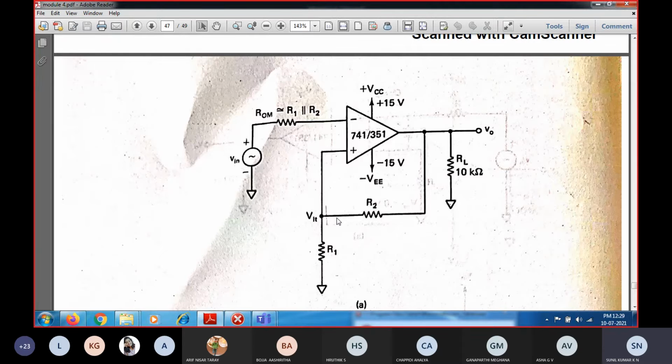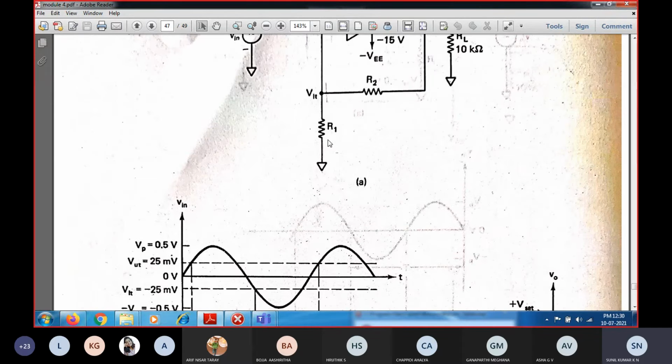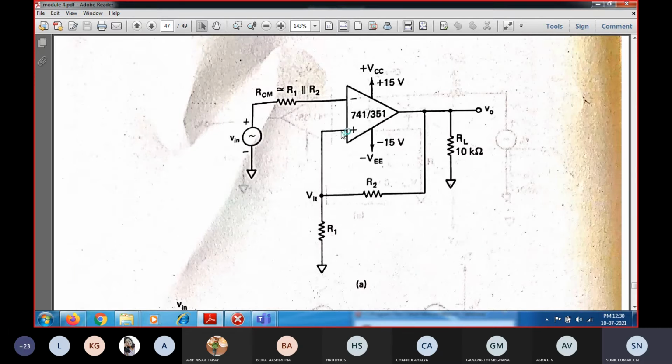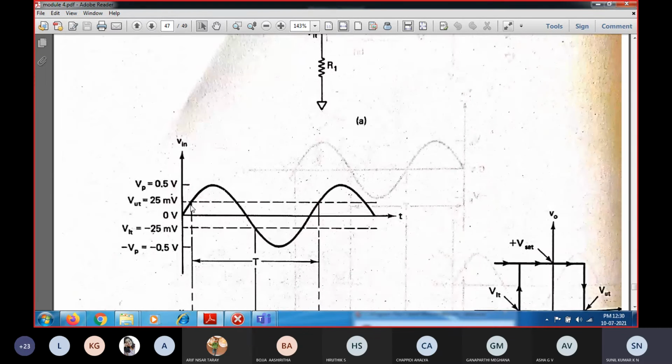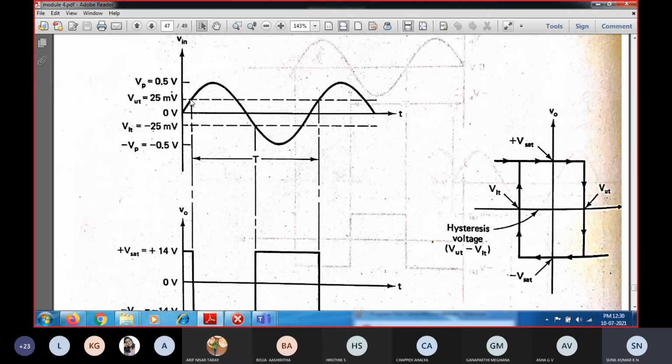I am just using the word trigger point because it is based upon the selection of the resistances R1 and R2. The voltage across R1 will be considered as the trigger voltage. Why? Because whenever the input reaches this, it causes the output to switch from positive to negative saturation. So that is the lower trigger point. Whenever it reaches the lower trigger point, it causes the output to switch from positive to negative saturation.